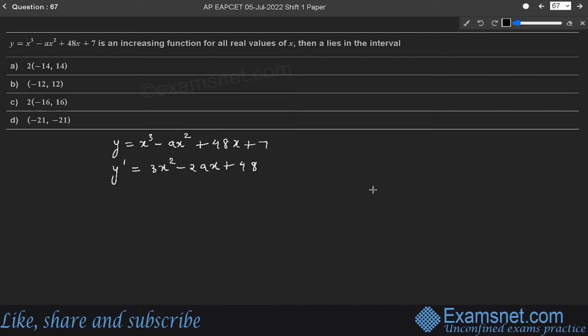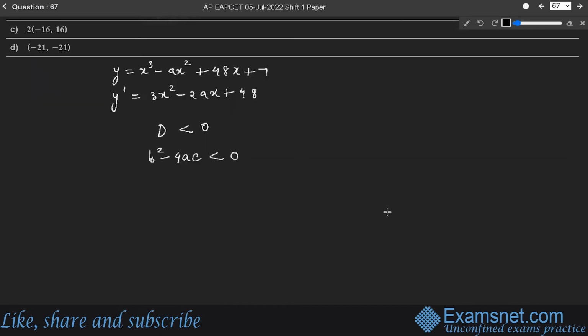For the given function to be increasing for all x, discriminant should be less than 0, because the question says that it is an increasing function for all real values of x. But we know that for a function to increase for all the values of x, discriminant should be less than 0. Discriminant is b square minus 4ac. So b square minus 4ac should be less than 0. Substituting the value here, b is minus 2a. So (minus 2a) square minus 4 into a is 3 and c is 48. It should be less than 0.